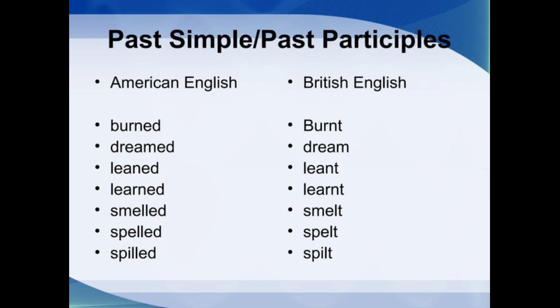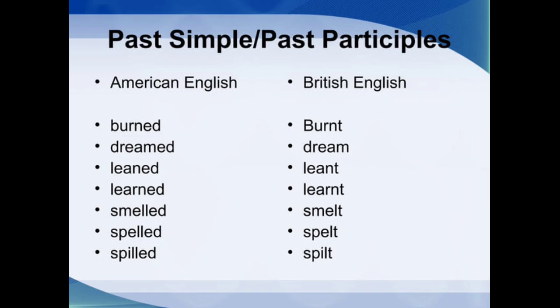Leaned American English and leant British English. These forms represent the past simple and past participle of the verb lean. Americans often use leaned, while the British typically use leant. Learned American English and learnt British English. This represents the past simple and past participle forms of the verb learn. Americans often use learned, while the British typically use learnt.